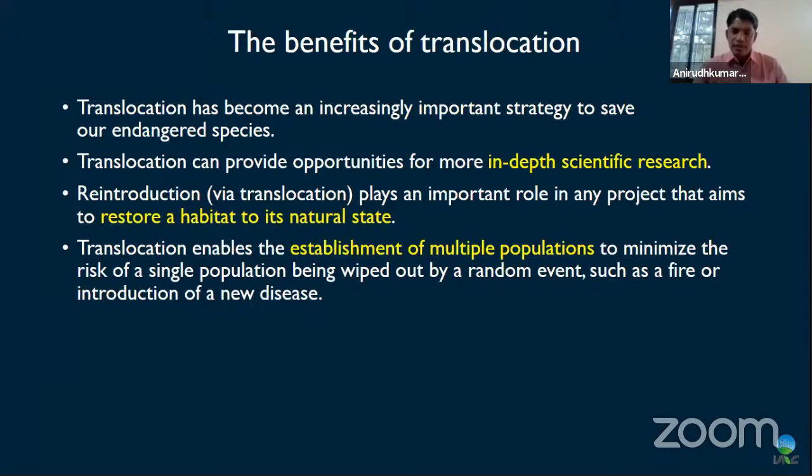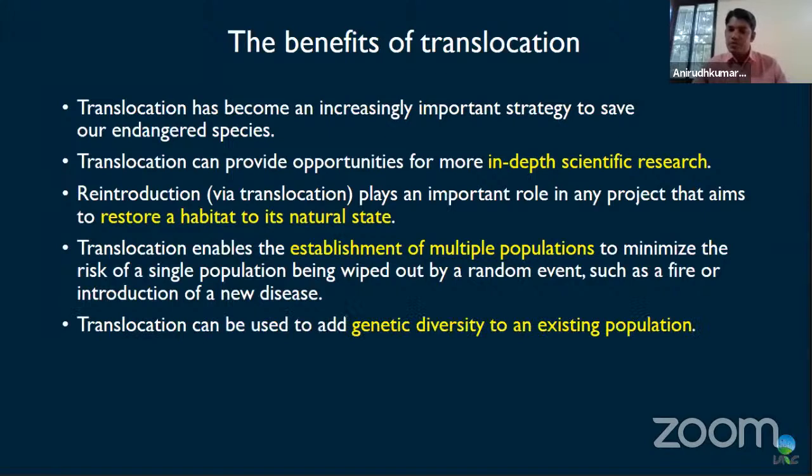Also, there is a concept of what happens if there is a disease outbreak in one population. Take the example of the lion. People are suggesting that lions should be translocated because what happens if a disease comes to Gir, Sasan Gir? What happens if rabies spreads across the population? So scientists are suggesting that there has to be a second population for such events. What if there is a fire? Translocation provides for a second population which is safe and sound if something happens to the first population.